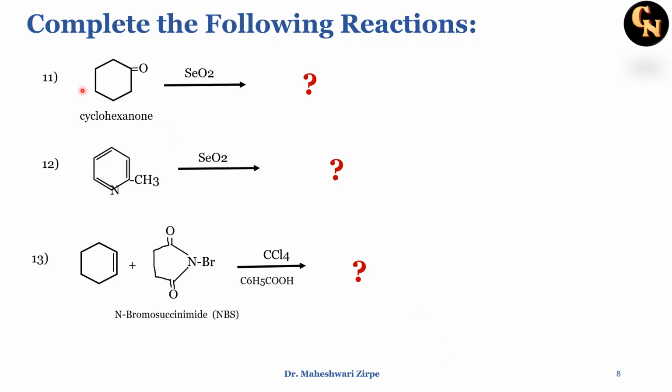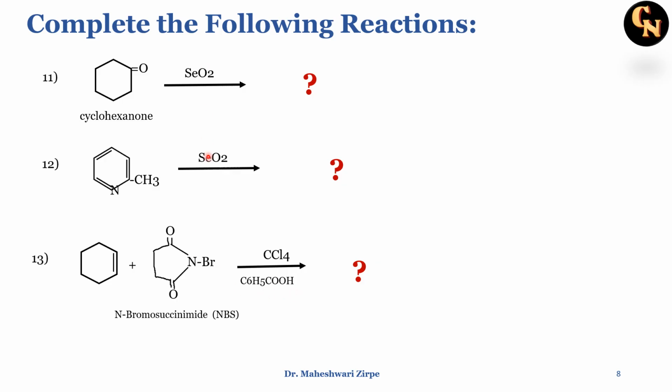Now the next one, the 11th question. Just go through the reagents which are given here. One is selenium dioxide. In the next question also it is selenium dioxide. So here selenium dioxide is used as a reagent. And in the 13th there is a reagent known as NBS, that is N-bromosuccinimide, and on the arrow it is carbon tetrachloride and benzoic acid. C6H5COOH is benzoic acid.